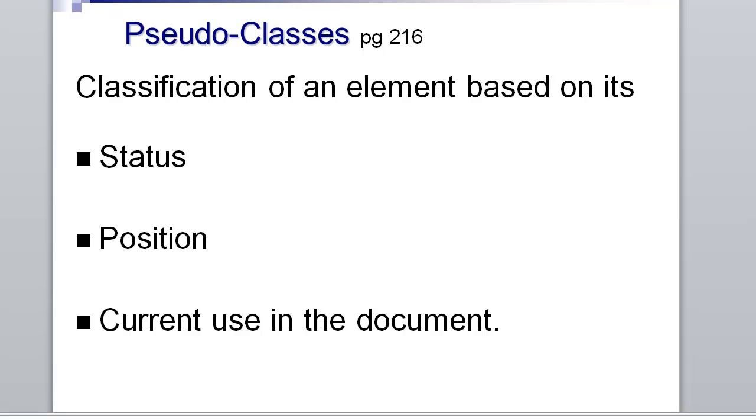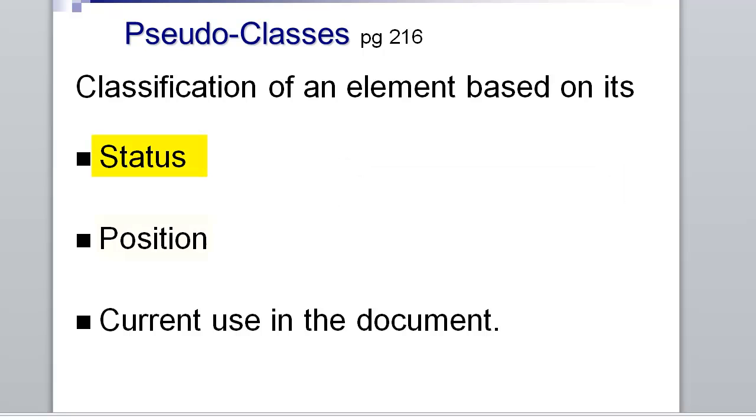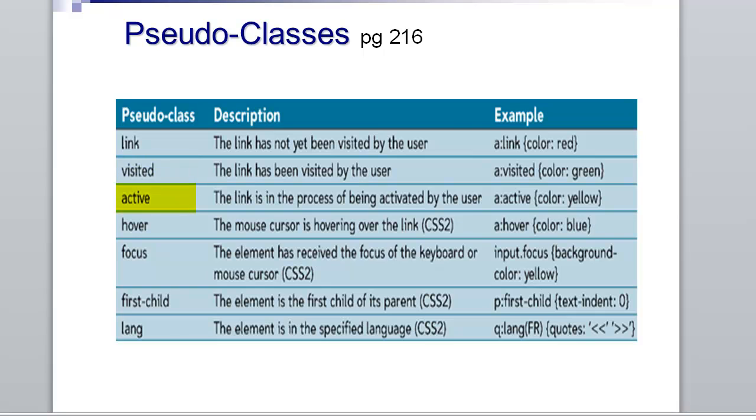Pseudo-classes. We looked at classes. A pseudo-class is a way to apply a style based on some classification of the element with respect to its status, position, or use in the document. The most common pseudo-class that we work with is the A tag, the link itself, the visited link, which actually turns a different color after you have visited it, the active link, which actually turns a different color at the split second that you click, the hover, which is the act of putting the cursor over the link. We also have a first child pseudo-class and a language pseudo-class and a focus pseudo-class.